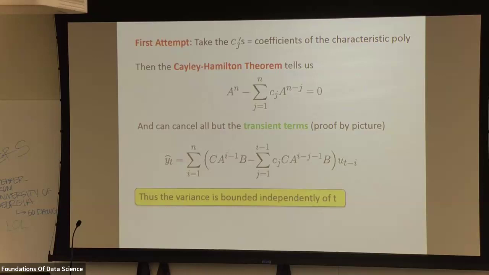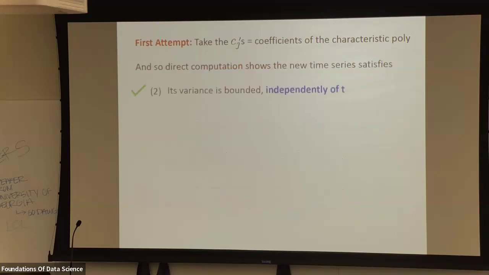So my system is not actually exploding off to infinity anymore, like we normally do with marginally stable systems. So that's good, I solved the problem too, right? I made sure that the variance of my estimate with this engineered time series using the characteristic polynomial is bounded independently of t.